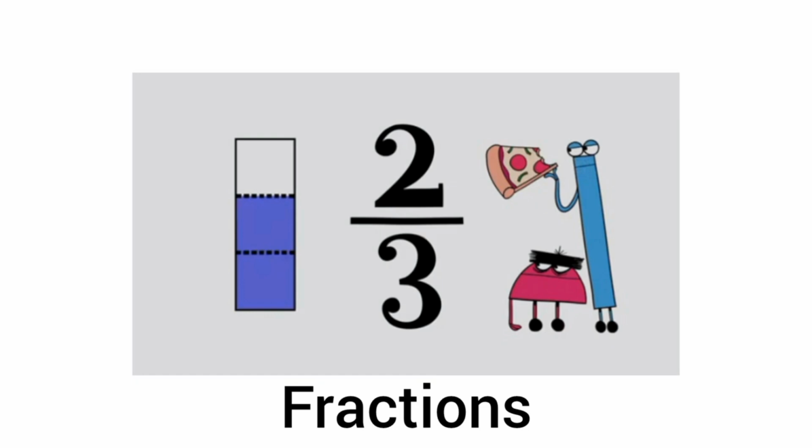Part of a whole. The number on the bottom says how many equal parts there are. And the number that you're counting out of those goes on top of the bar.